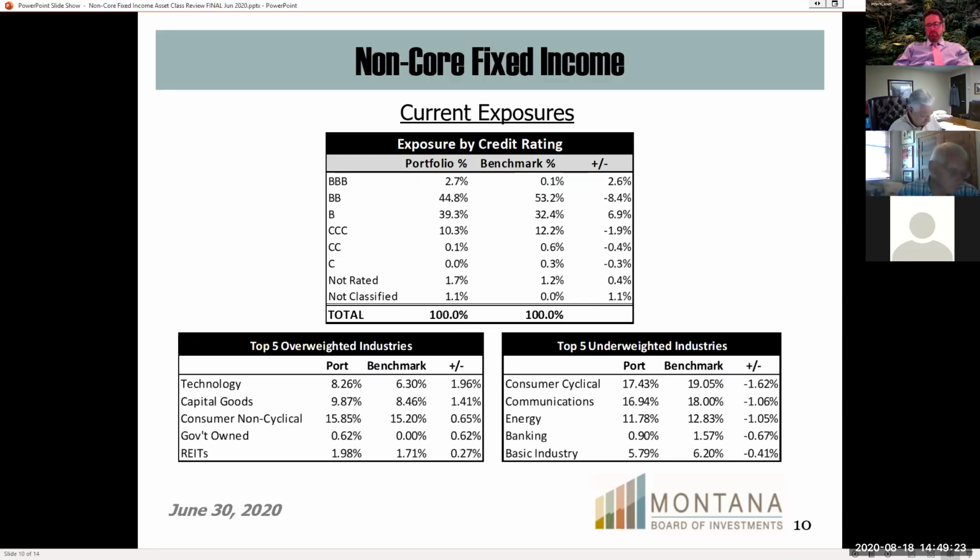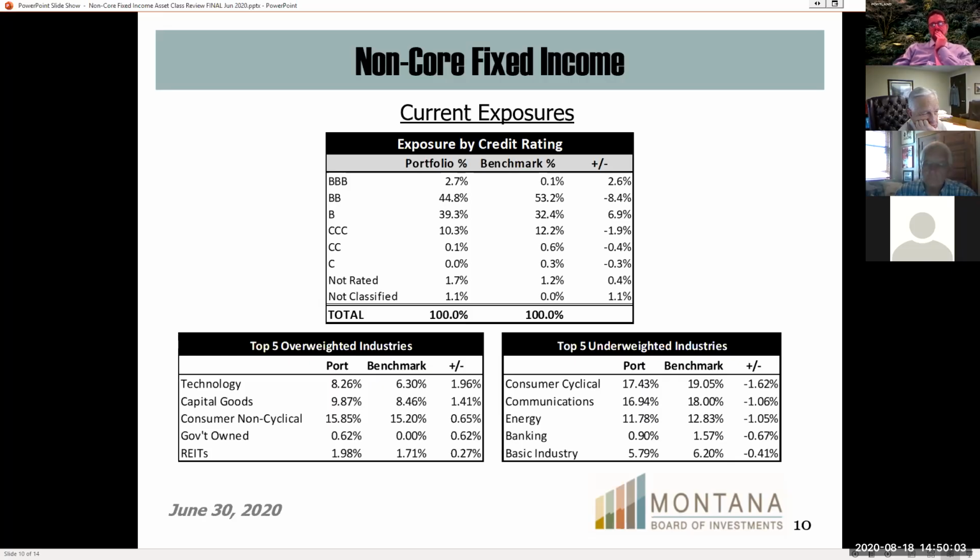Page 10 shows the current exposures by credit rating and by industries. You see by credit rating, we're most overweight in single Bs, which is common. There's a term in the high yield bond market known as the single B sweet spot, which is where managers like to play. It gives them higher yields than they could get with double Bs, but also lower credit risk than triple Cs. The bottom tables show our over and underweights by industry. And you see the exposures there.